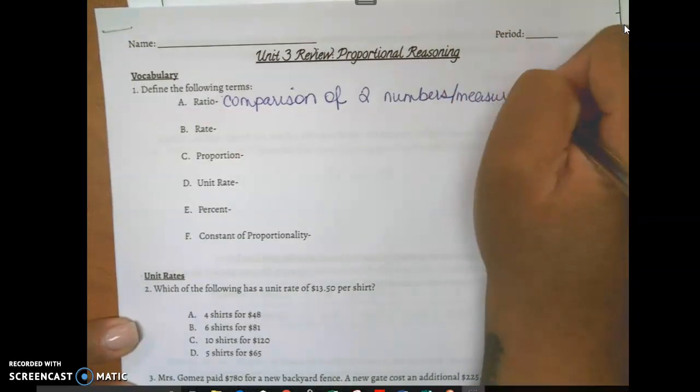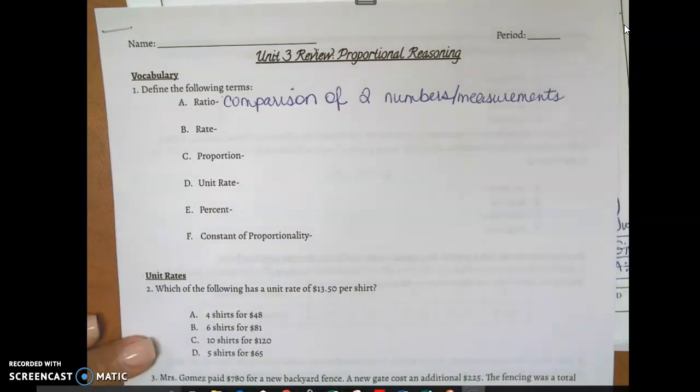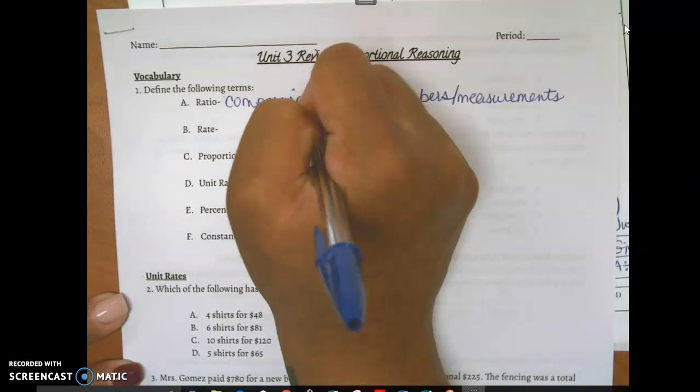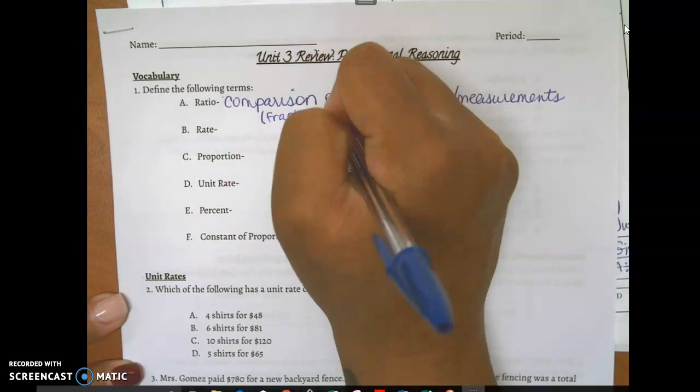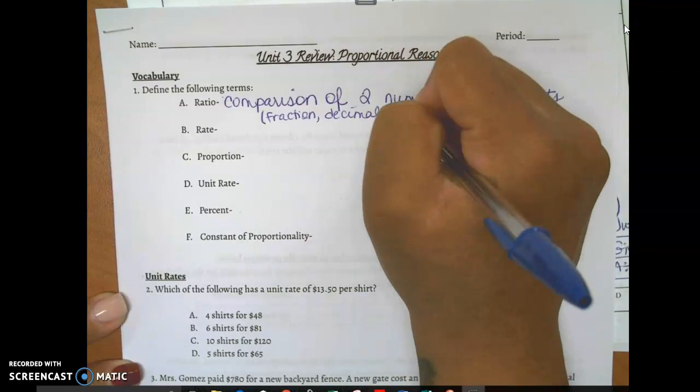Wait, do we have to define stuff on the test? No. But if it asks for a ratio, they're going to want you to write a ratio. So we write ratios in fraction most commonly, and then we'll see them as decimals and percents.